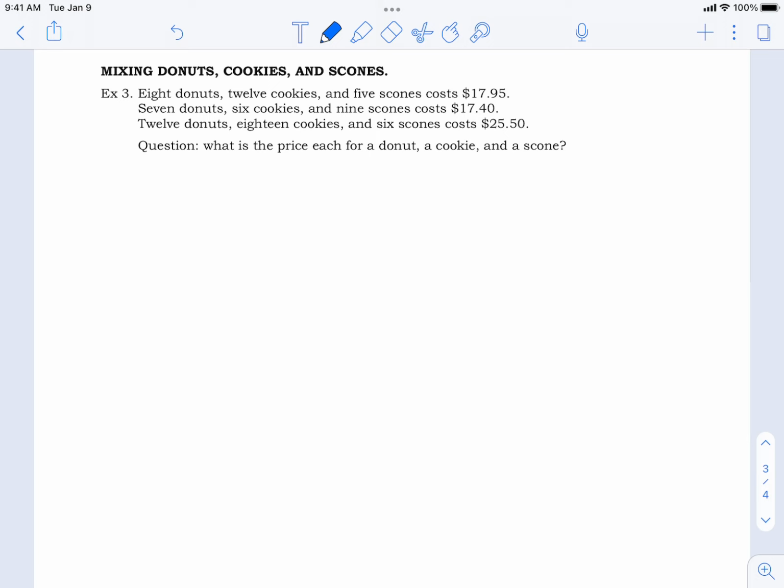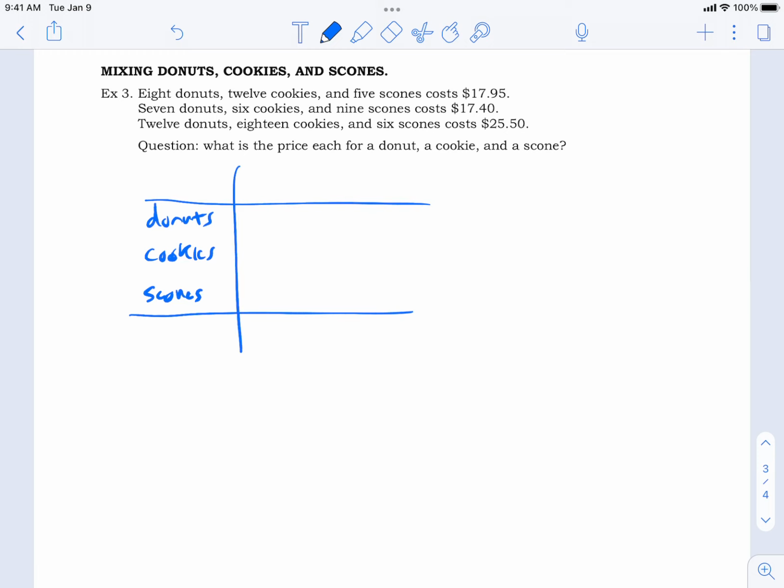So we got donuts, cookies, and scones. Then we're going to count, and I'll put total down here. We're going to count how many of each. And then, of course, what's their cost or value, or however you want to say that.